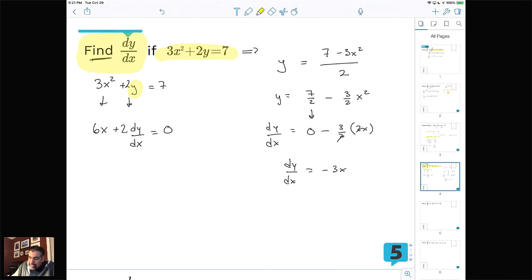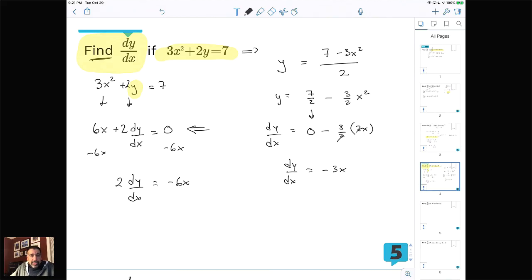This derivative I've just taken has dy over dx in it. So all I've got to do now is get dy over dx by itself. So what are we going to do? Well, let's isolate the dy over dx. To start with, how about we subtract 6x from both sides? And that's going to give us 2 dy over dx equals negative 6x.